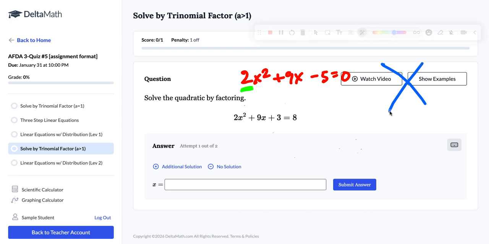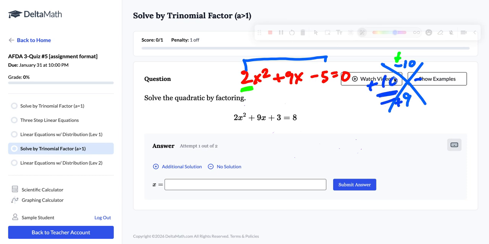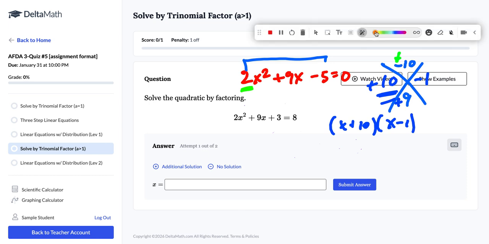So we're still going to do the x, but this time 2 times -5 goes on top. The 9 goes in here. And you still solve like you did before. Because this is negative, you're going to have different signs. And because this is positive, this side is going to be bigger. I'm going to go with positive 10, negative 1. But remember, this is not your answer.